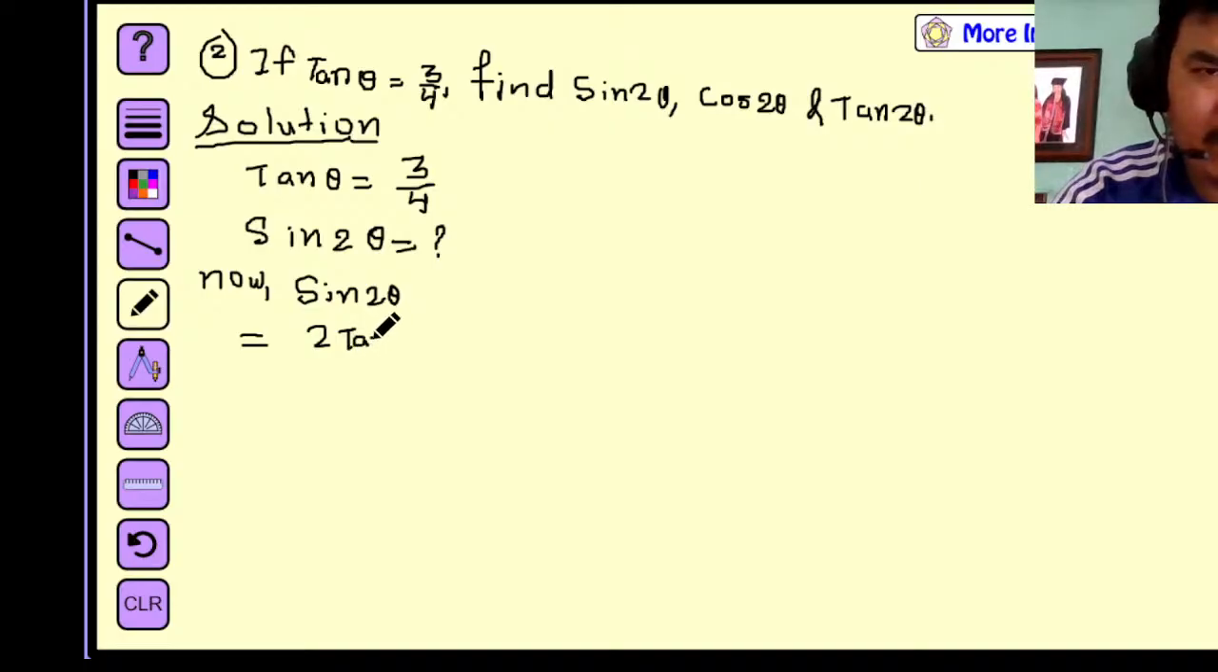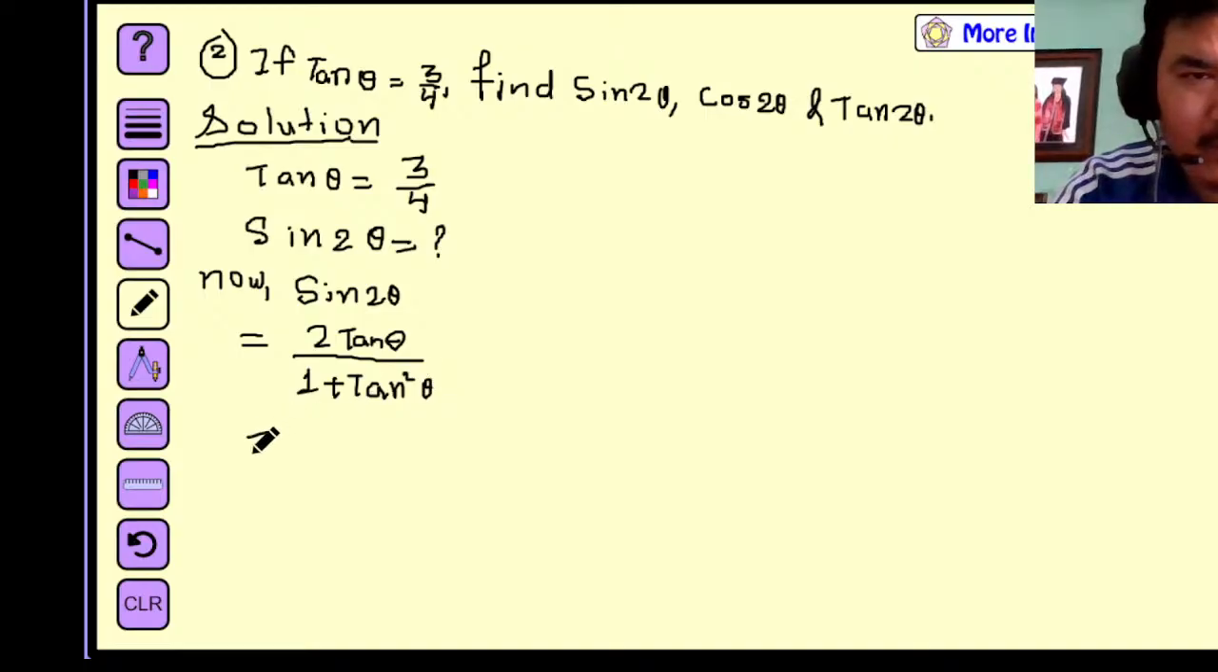If you are confused about this formula, then you can see my previous video, where I have shown its derivation also. Okay, the formula is 2 tan theta by 1 plus tan square theta. Sine 2 theta in terms of tan theta is this one.